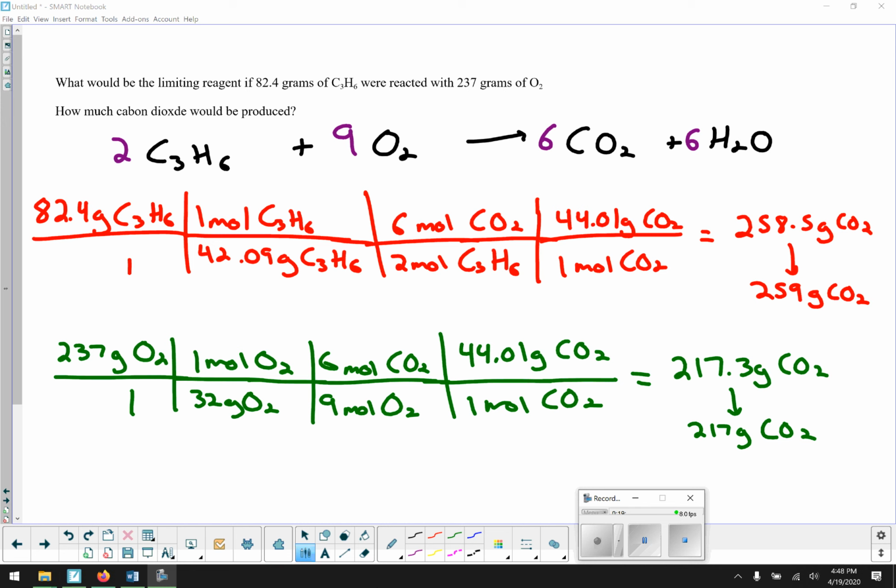Okay, so I've set up and solved the 2 stoichiometry problems, and we see that 82.4 grams of the C3H6, the propene, will get us 259 grams of CO2 if all of it can react. And the 237 grams of oxygen will only get us 217.3 grams of CO2. I rounded both those to sig figs, 217 and 259. So the amount we actually make, or our theoretical yield, will be the lower number. This is the theoretical yield. So that's how much you would actually make. So that would answer this, 217.